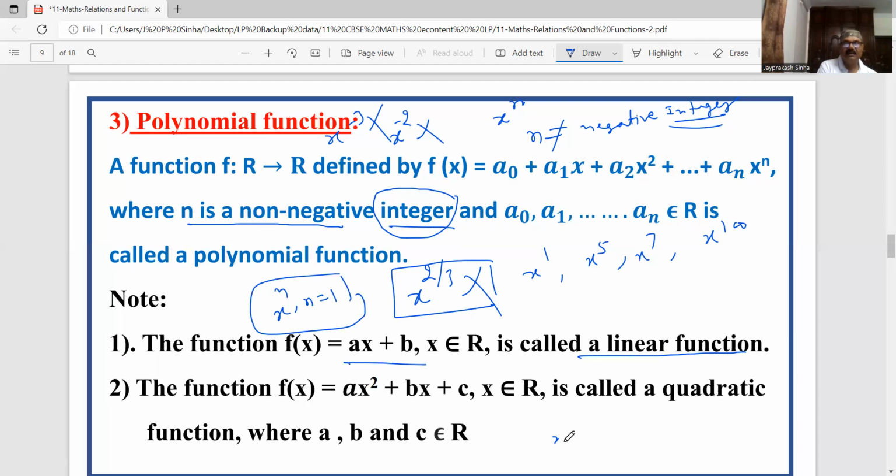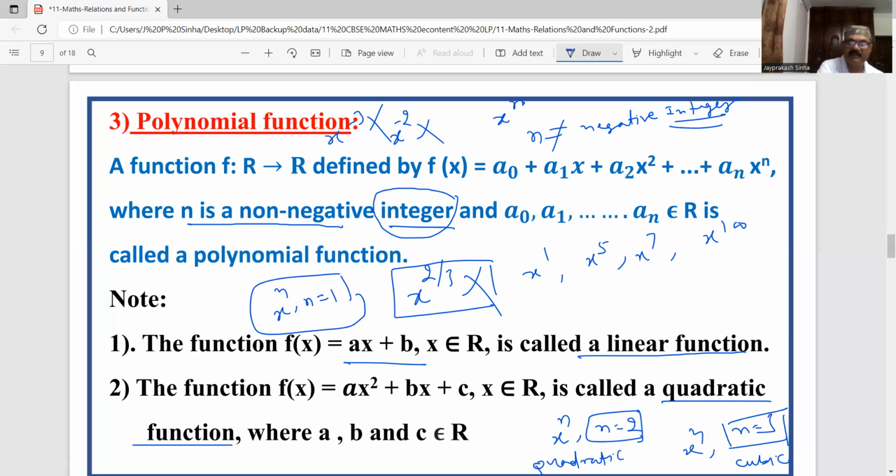When n is equal to 2, it becomes a quadratic function. Correct? And where a, b, and c are members of real numbers. And when n is equal to 3, it becomes a cubic function. Cubic function. When n is equal to 3, it is a cubic function. Correct?